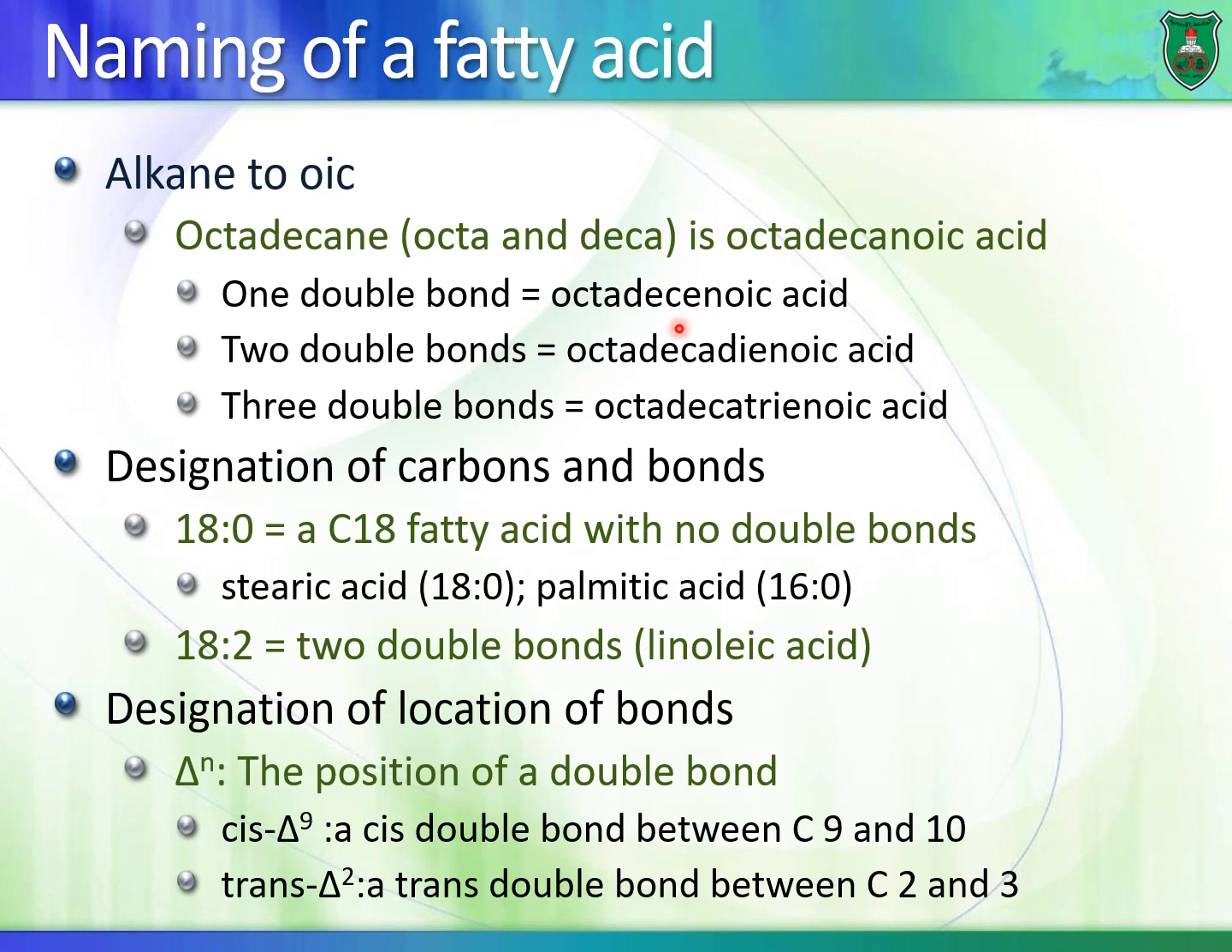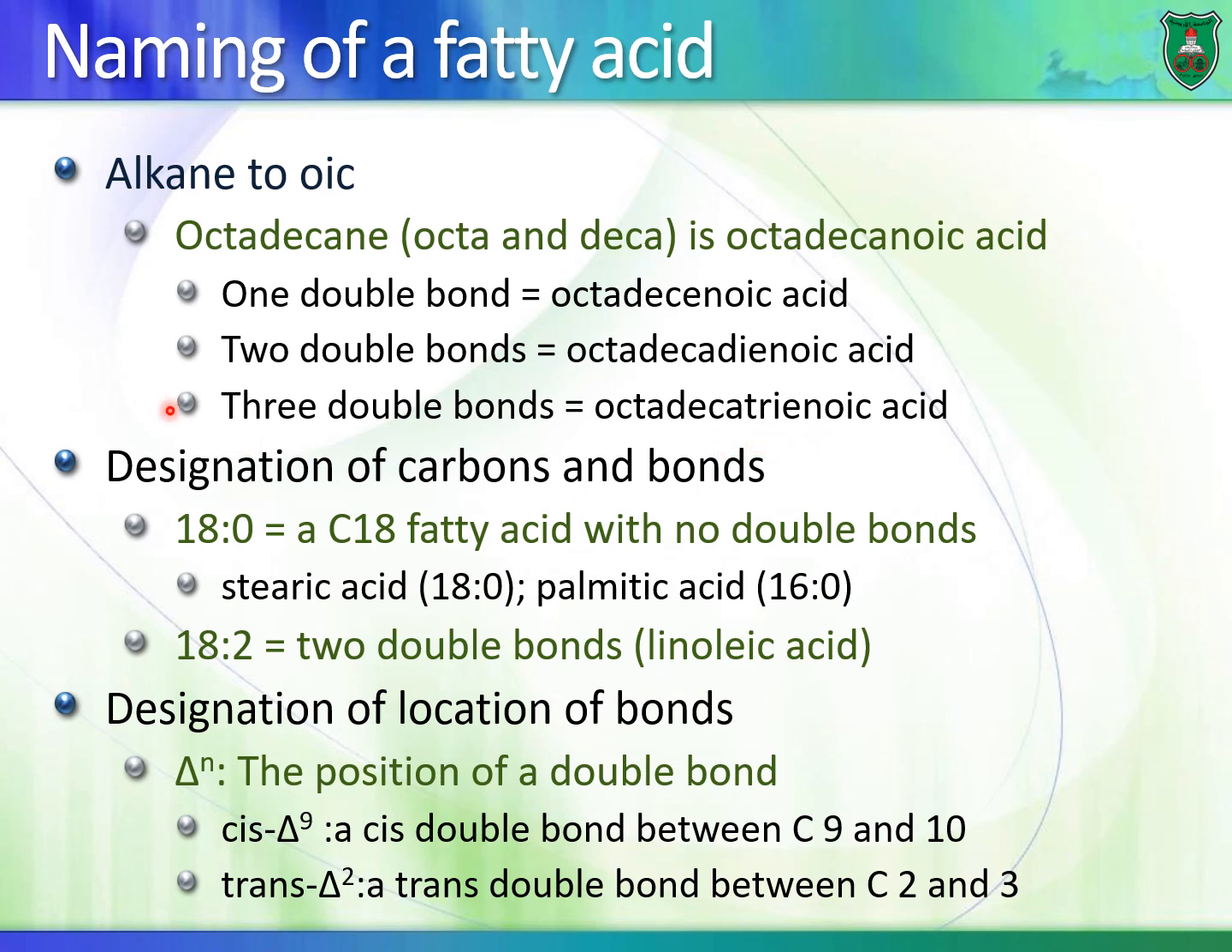decenoic acid. What if we have two double bonds? Then we call it octadecadi. Di means that we have two double bonds. Dienoic acid. Three double bonds, octadeca trienoic acid.